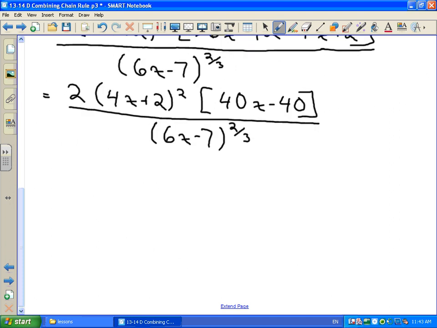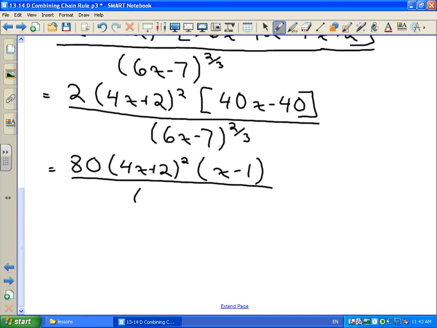So I can factor out a 40 from the square bracket. So bring that 40 out front, multiply it by the 2, and I've got 80, (4x + 2) squared times (x − 1) all over (6x − 7) to the 2/3. And that's as factored as it's going to get. That's like the final simplified form.